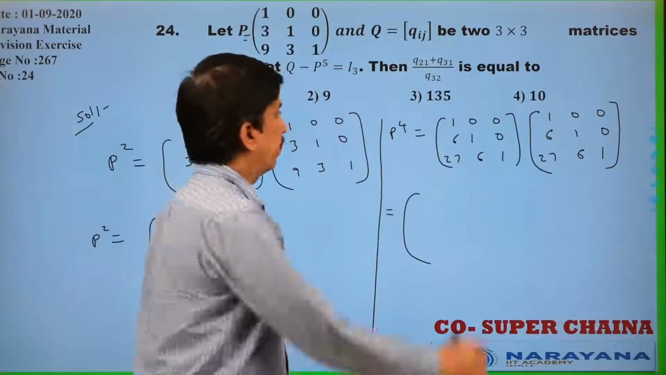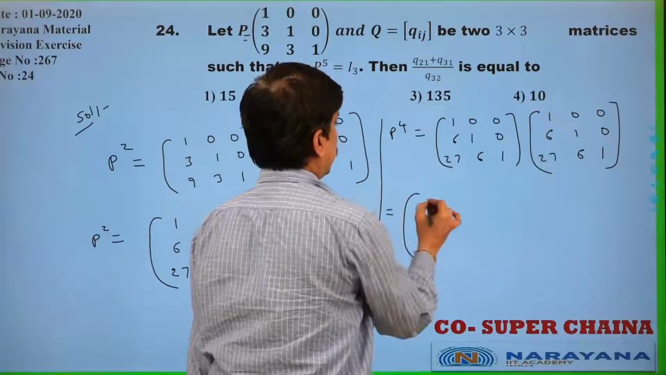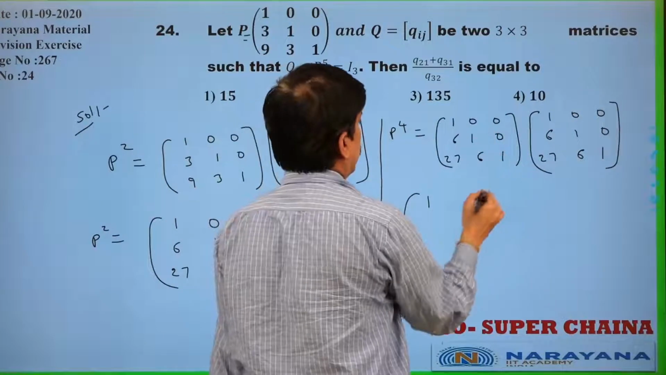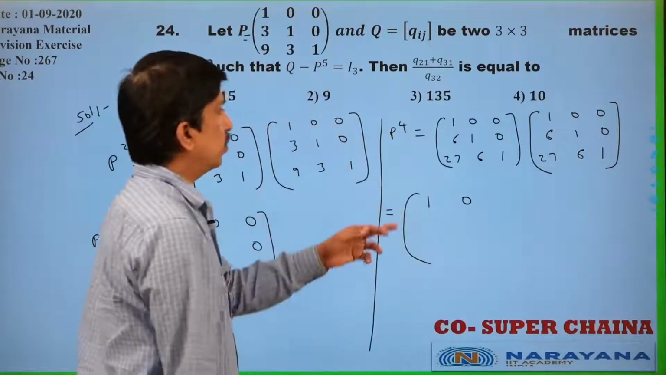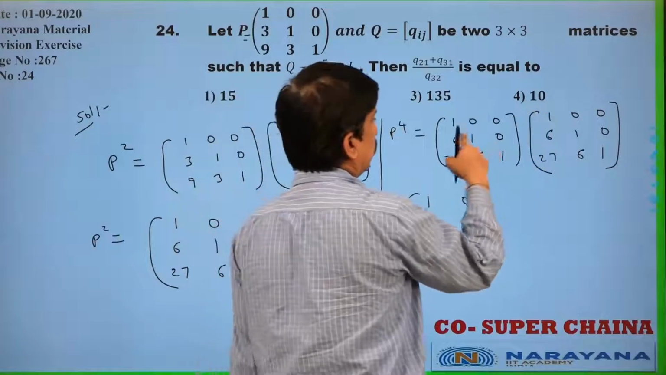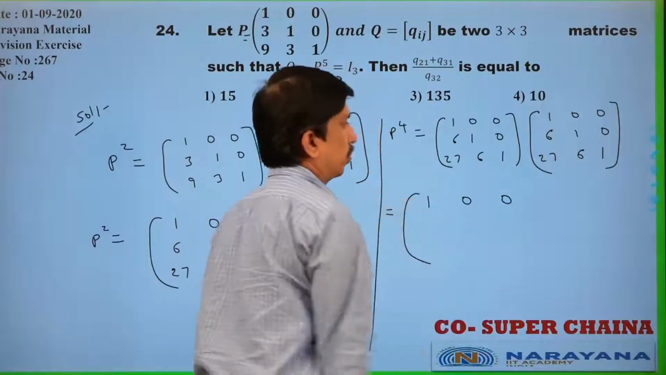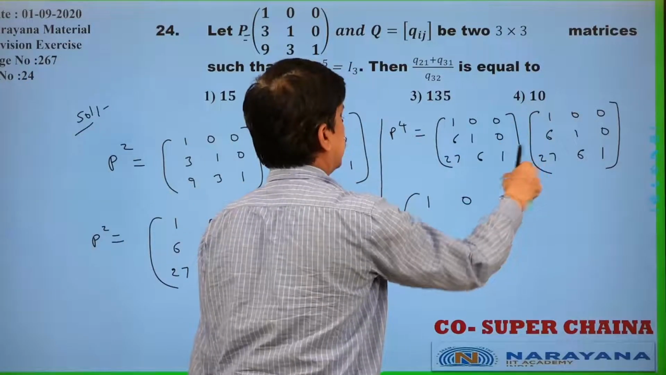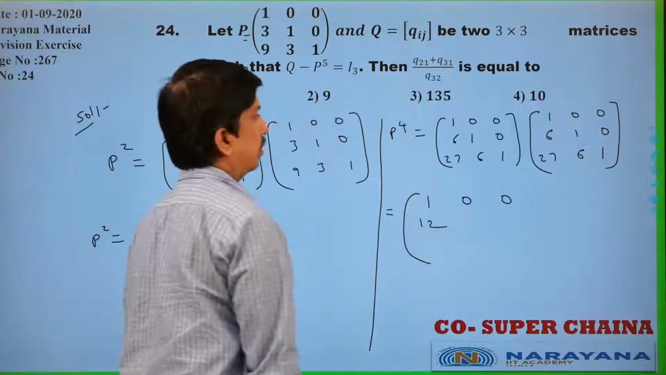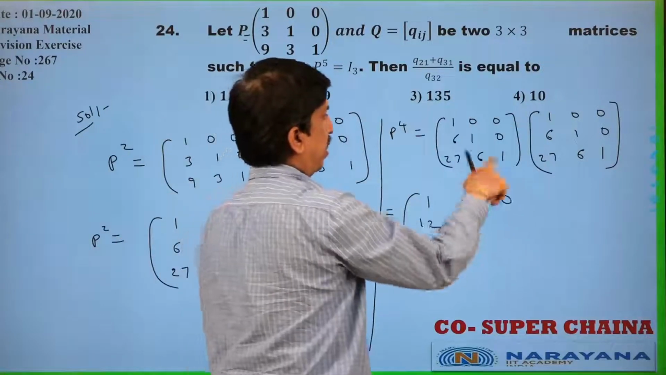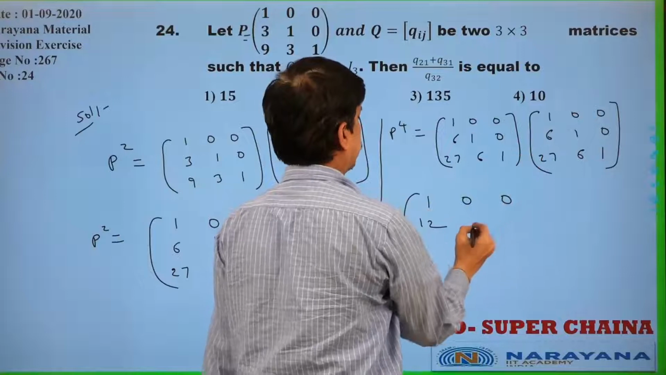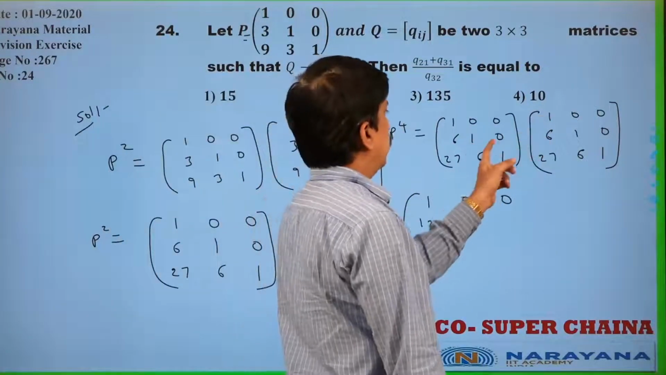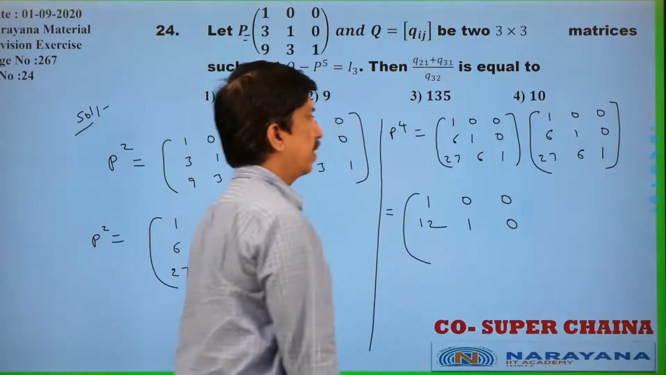First row, first column, 1, 0, 0. This is 1 only. First row, second column, 0, 0, 0. That will become 0 only. First row, third column, 0, 0, 0 will become 0 only. Second row, first column, 6 plus 6, 12. This is 0. You will get 12. Second row, second column, 0, 1, 0. 1 only. Second row, third column, 0, 0, this is 0, totally will become 0.